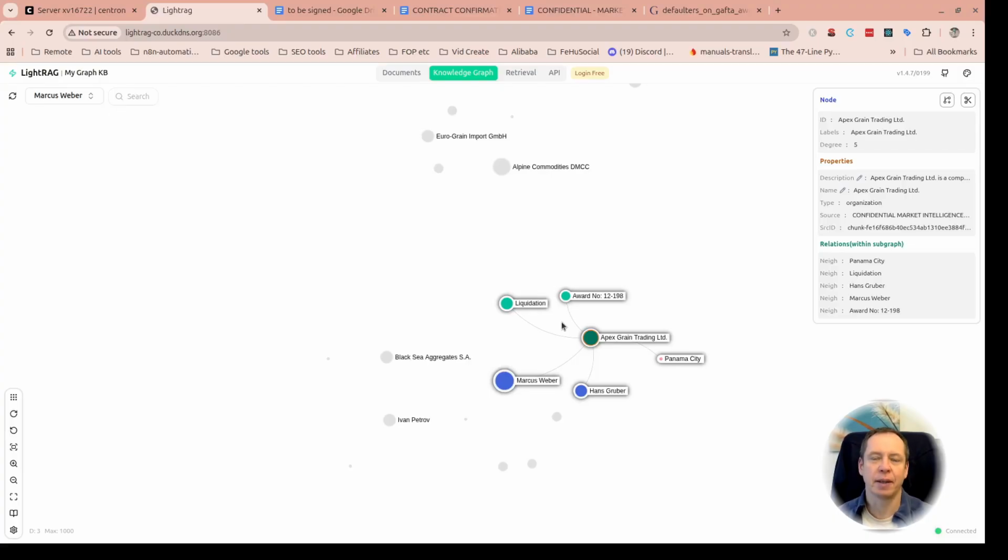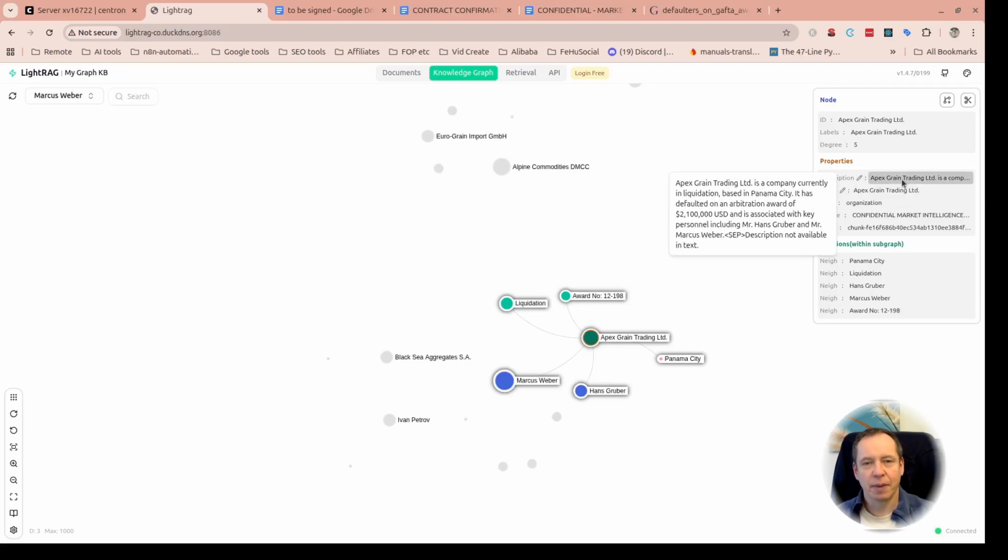In seconds, LightRAG has visualized a hidden network within our confidential data. We instantly see that the man signing our clean contract is the beneficial owner of a company that went bust, owing millions. The system found the smoke. Now, let's look for the fire.